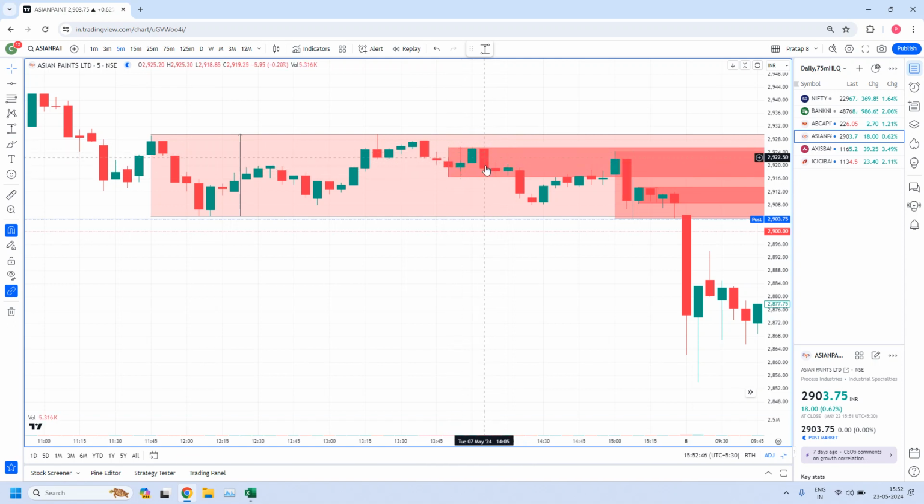Please remember, this is an invalid zone. You cannot draw a zone like this. And moreover, these candles are also not leg out candles. They are medium size candles.